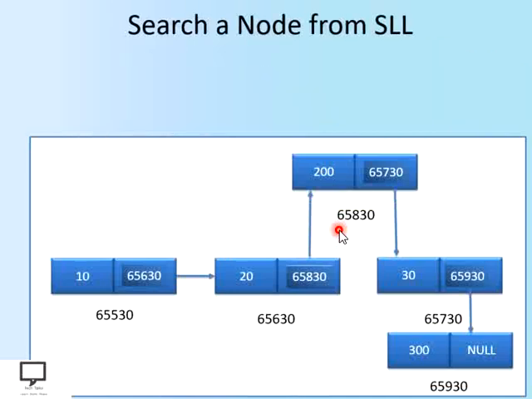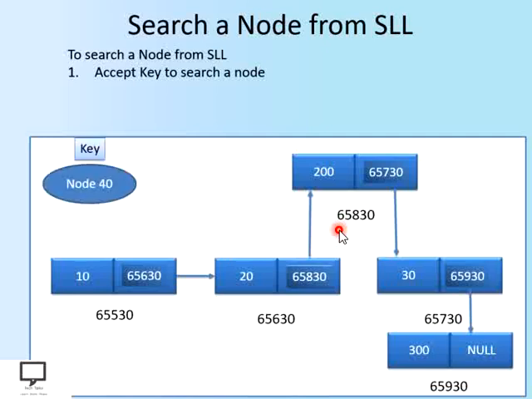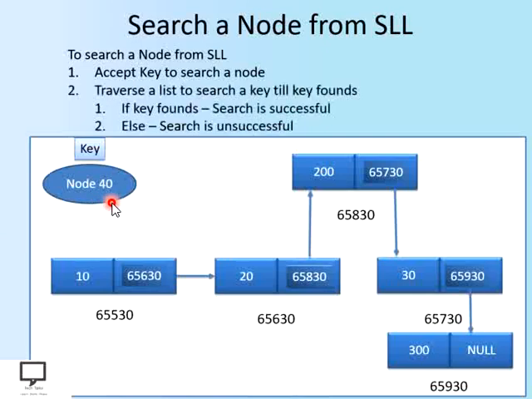Now let's take one more example for the same. Let's follow the same sequence of steps. The first step is to accept a key to search a node from a user. So now let's consider I want to search a node whose information part is 40. The next step is, we need to traverse the list, as we did in the previous example, in the same way, starting from the head node. If key found, search is successful, otherwise search is unsuccessful.